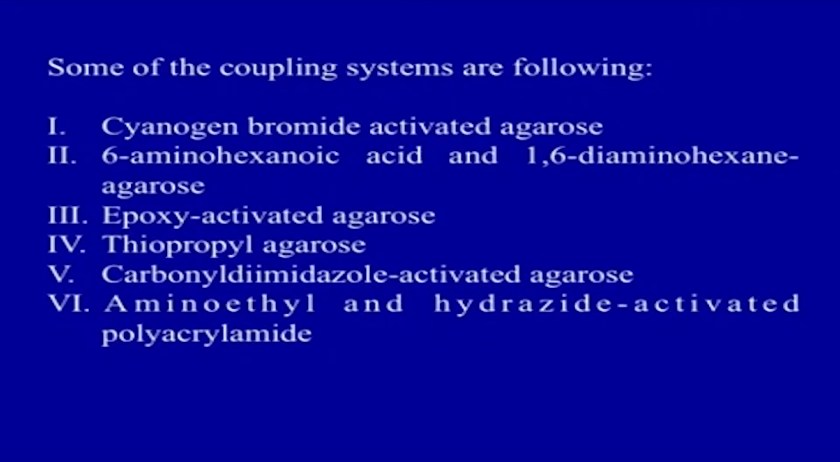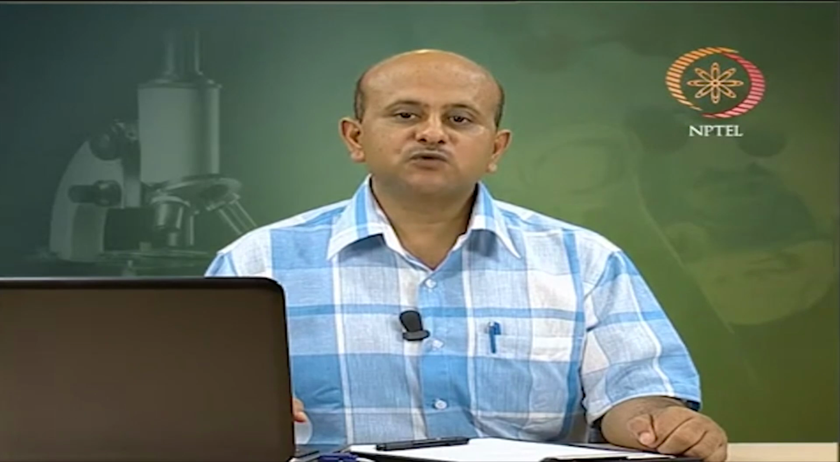There could be others like 6-aminohexanoic acid and 1,6-diaminohexane agarose, which could be utilized in case of small ligands where steric interference occurs because the ligand is too near to the matrix surface. A 6 carbon atom spacer is inserted between the matrix and the ligand here by using agarose, to which 6-aminohexanoic acid or 1,6-diaminohexane are coupled. So, you can have a coupling agent with a spacer arm. This could be utilized in this case.